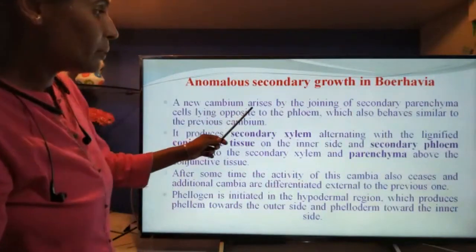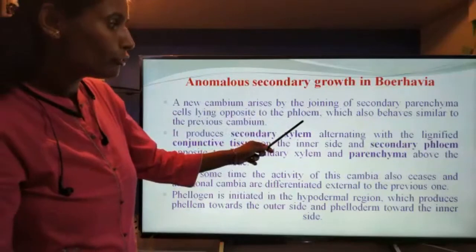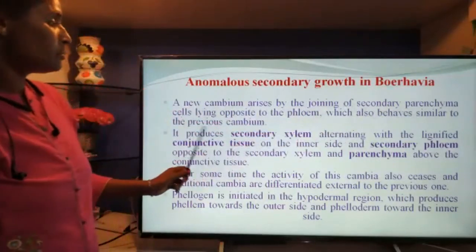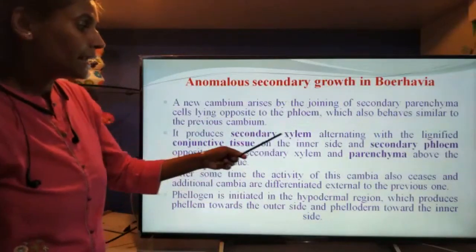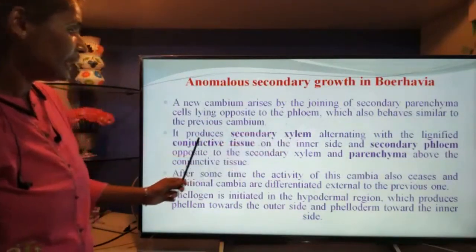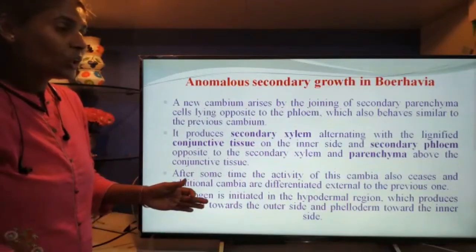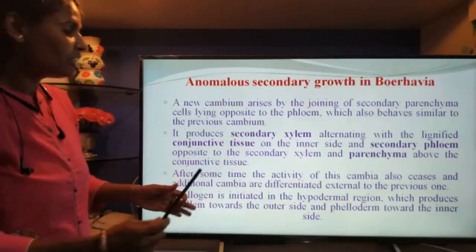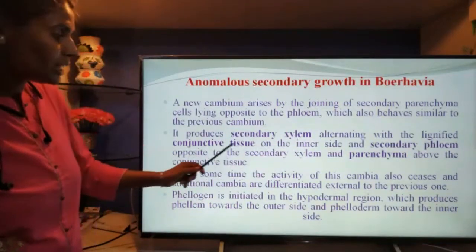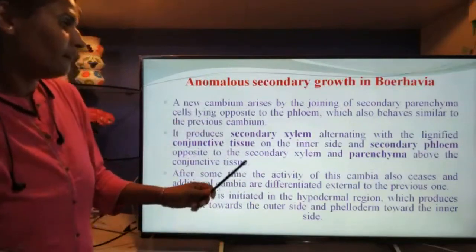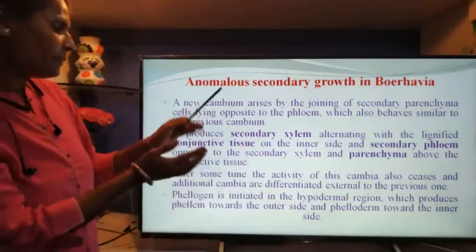A new cambium arises by joining the secondary parenchyma cells lying opposite to the phloem, which also behaves similar to the previous cambium. It produces secondary xylem alternating with the lignified conjunctive tissue towards the inside. During the secondary growth in Boerhaavia, the activity of cambium results in the production of secondary xylem and conjunctive tissue towards the pith, whereas the secondary phloem and parenchyma are produced towards the epidermis.